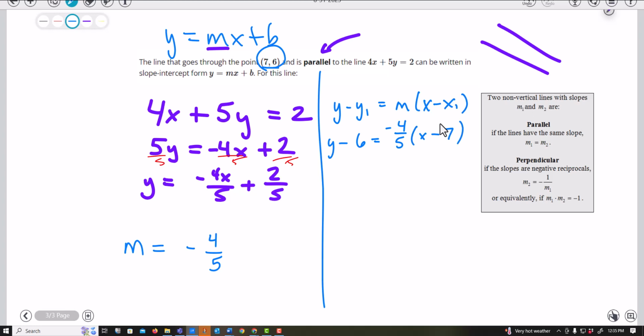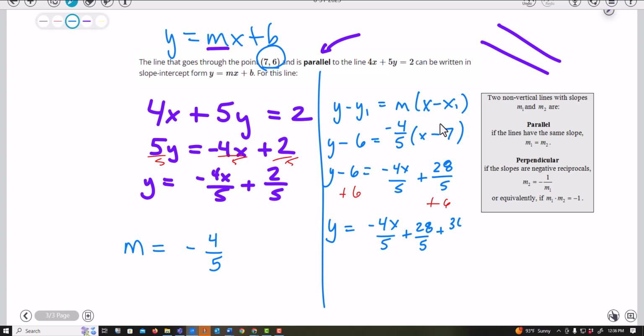And now I have to solve this one for y to find the y-intercept. So 6, negative 4x over 5, negative and a negative is a positive 28 over 5. I'm going to have to find a common denominator when I move this 6 to this side. I have y equals negative 4x over 5 plus 28 over 5. And then 6 will become 30 over 5.